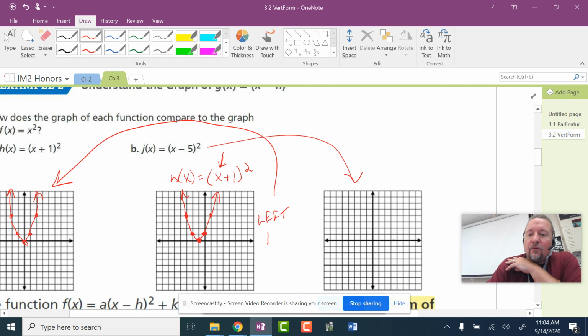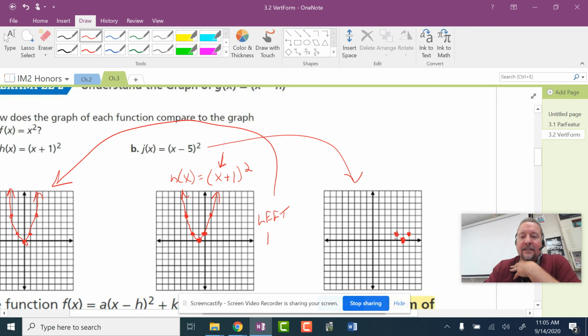5. 1, 2, 3, 4, 5. Is someone going to put that in the chat? Too late. Yes, 5 gives me 5 minus 5, which is 0. 0 squared is 0. Then when I plug in 6 and 4, I should get that relationship of symmetry. So let's plug in 6 first. 6 minus 5 is 1. 1 squared is 1. Boom.